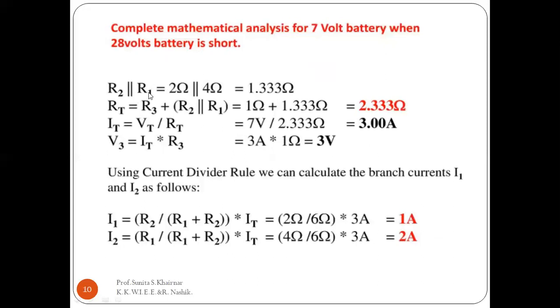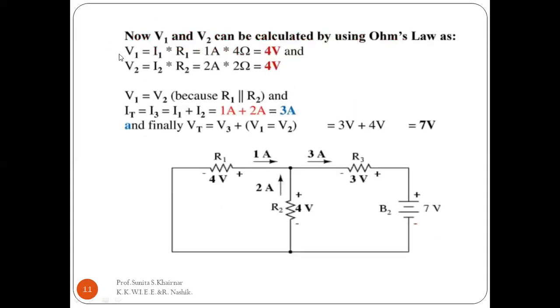So what are the parameters? R2 parallel R1 equals 2 ohm parallel 4 ohm, and that is equal to 1.33. So the total resistance will become 2.33. Total current will become 3 ampere, and V3 equals total current into R3, that is 3 volts. So these are the I1 and I2 for the B2 battery in the circuit. Now V1 and V2 can be calculated by using Ohm's law. These are the directions of currents when only B2 is in the circuit. See, the directions are exactly reversed. First, this direction was from left to right. This was also from the opposite direction, but this is the same.